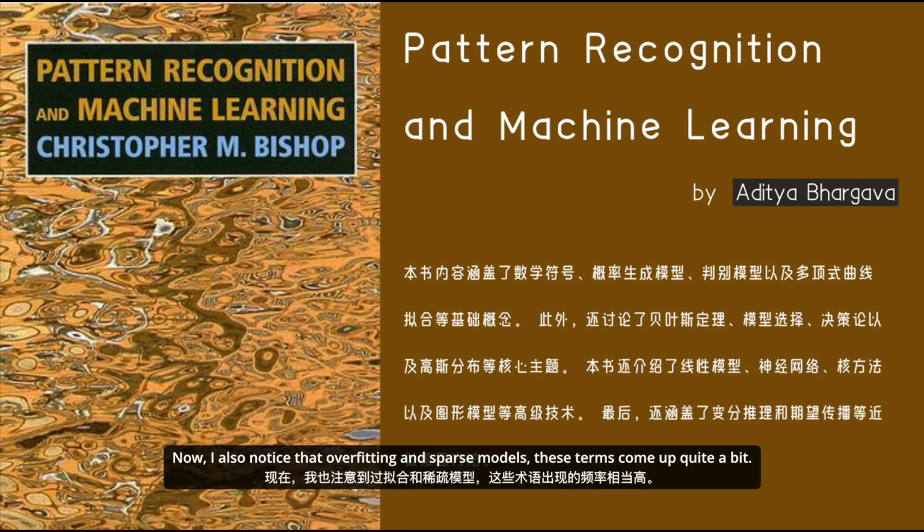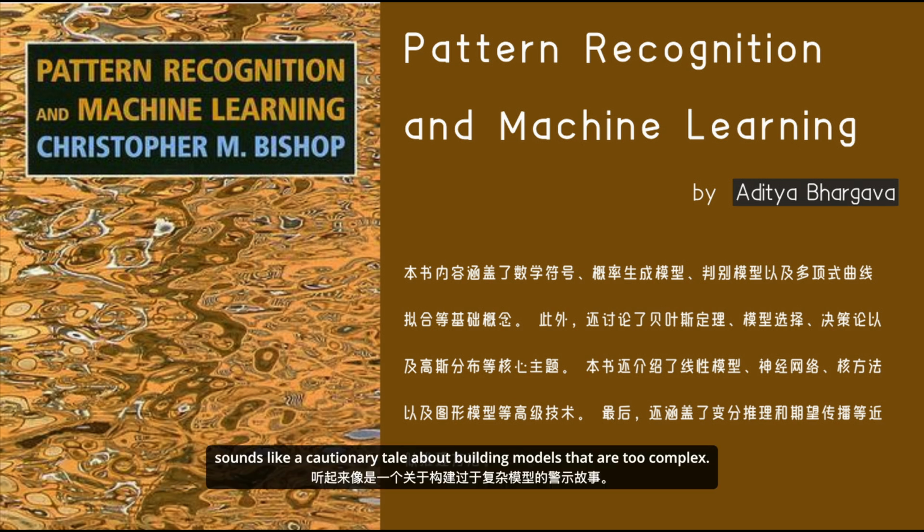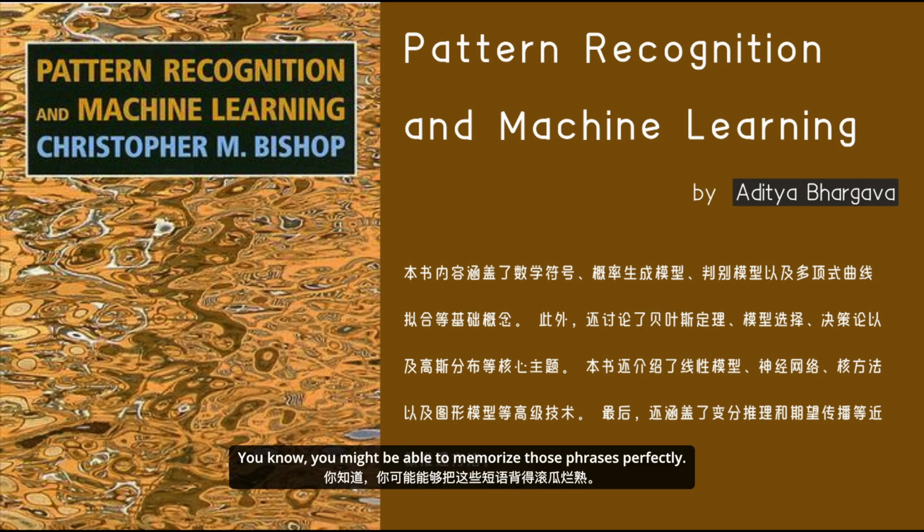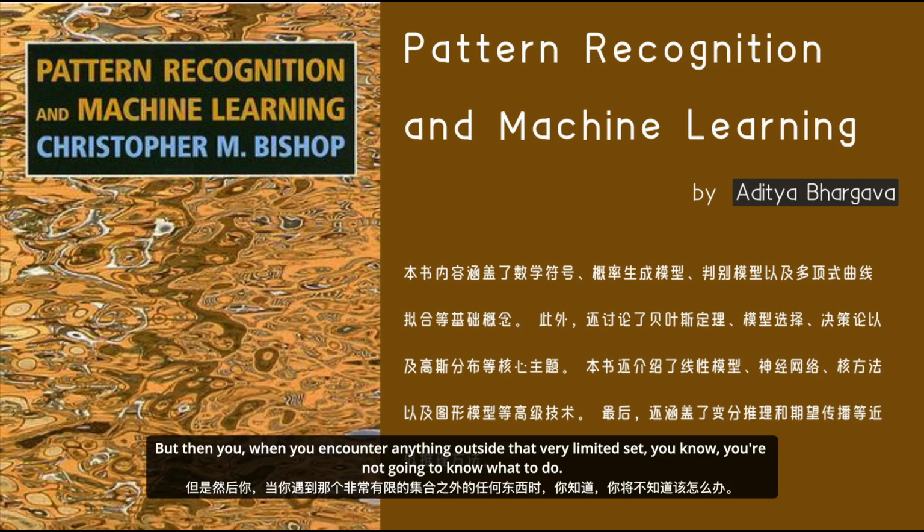Exactly. Now, I also noticed that overfitting and sparse models, these terms come up quite a bit. It kind of sounds like a cautionary tale about building models that are too complex. Yeah, I guess you could say that. Think about it this way. Imagine you're trying to learn a new language. But you only have a very small set of phrases to work with. You might be able to memorize those phrases perfectly, but then when you encounter anything outside that very limited set, you're not going to know what to do. You're going to be lost.